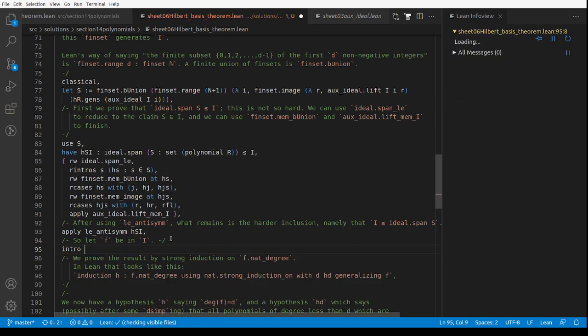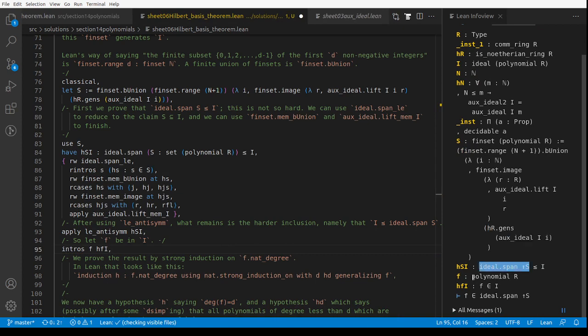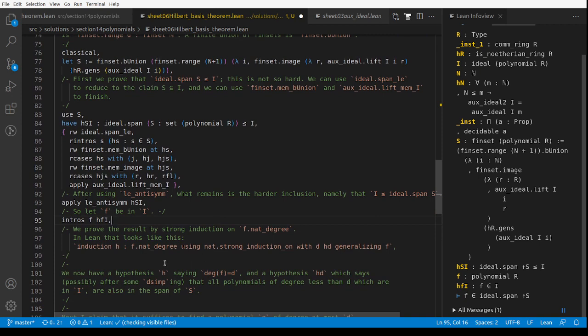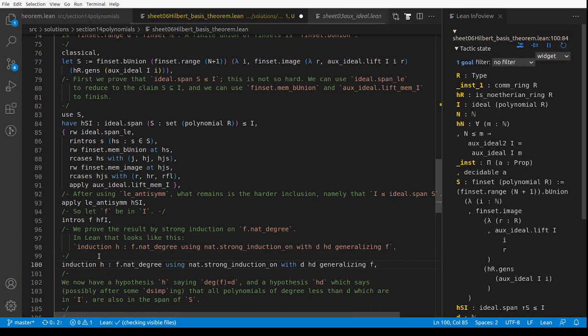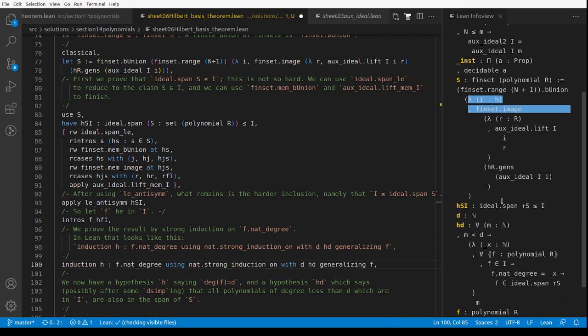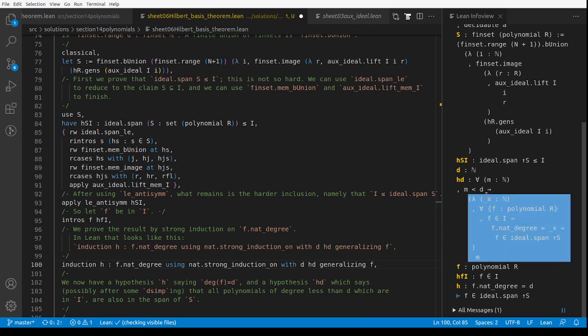So let f be in I, intros f hf hI. There, and now we're going to prove the result by strong induction on nat degree. And I must be honest, I had trouble working out how to do that, so I've dropped a hint here. The way one does things by strong induction on nat degree is like this, apparently. And now what just happened, so now we've got this hd that says if I've got a polynomial of degree, it's a bit clunky. We've got an underscore x and an underscore x and an n.